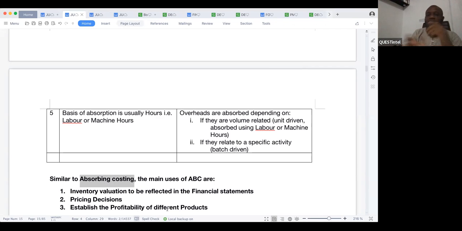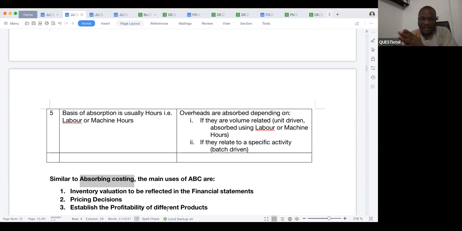Now, when we use absorption costing, we might make mistakes on how much the total cost of that product is because it's not doing it accurately. And if it's not doing it accurately, it means that we might not exactly know which of the products is really profitable if we actually wanted to know the total cost.